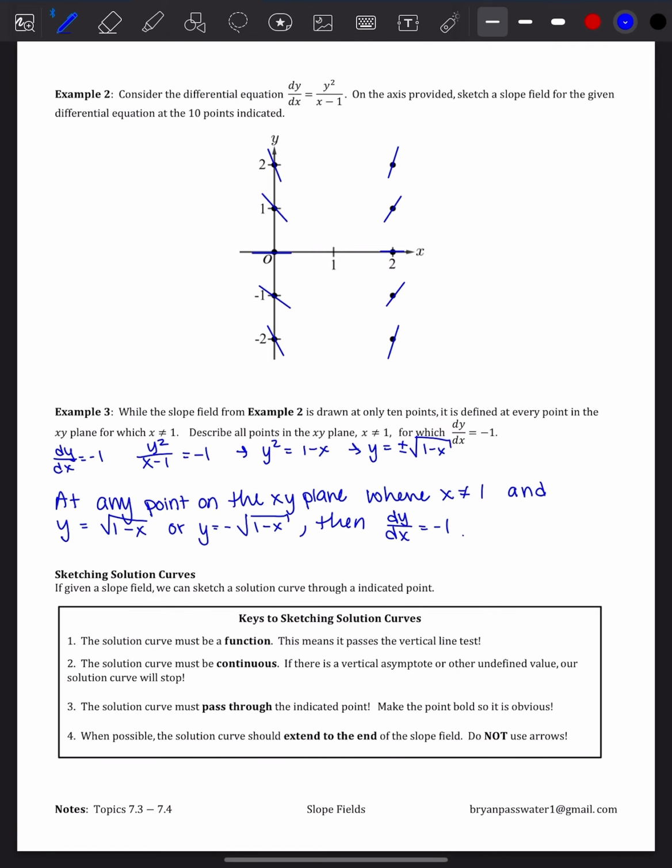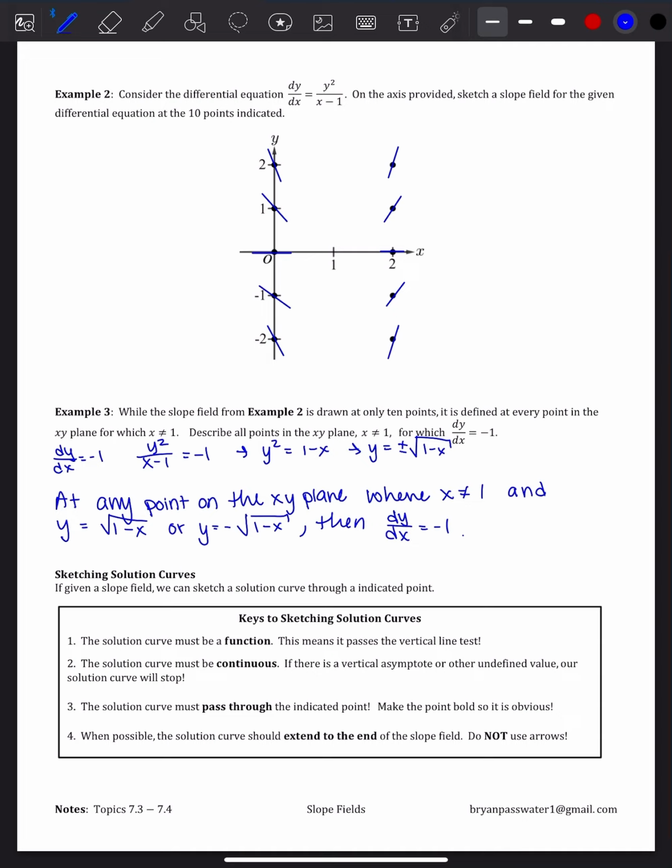So even though we don't get a specific answer x, y, these functions give us those values. So anytime y is equal to the square root of 1 minus x, then we know our slope is going to be negative 1. And that's for the positive square root of 1 minus x or the negative square root of 1 minus x. So both of these are making these curves, making these slope fields.